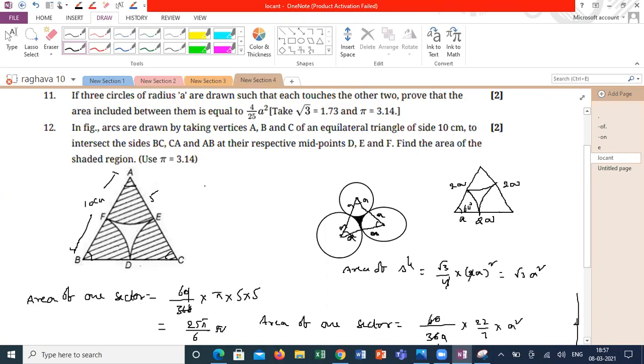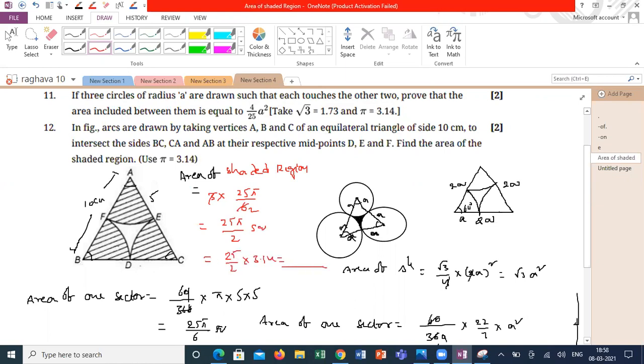Like this, we are having 3 sectors. So total area of shaded region is 3 times 25 pi by 6. So what is the answer? 25 pi by 2 square units, or you can write it as 25 by 2 into 3.14 and multiply, you will get the single value. This is how we can solve the 12th question.